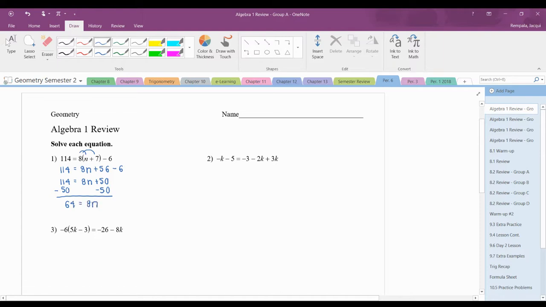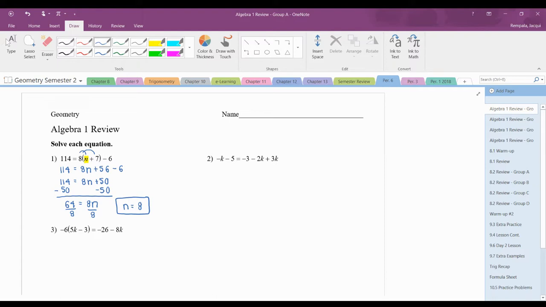And then finally, to solve for n, we have to divide both sides by 8. So that will get us the value of n by itself, and 64 divided by 8 is going to be 8. So that is what n is. If you're ever unsure of your answer when you're solving an equation, you can always take that 8, substitute it back into that n in the original problem here, and make sure that the left side then equals the right side.